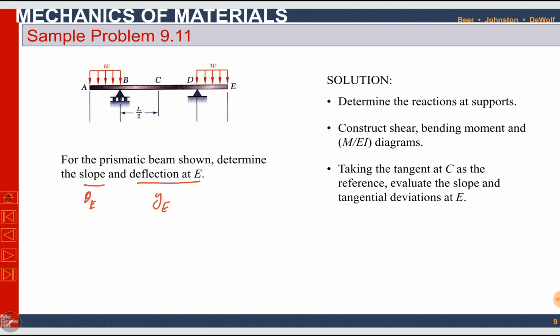What we have to do in the moment area theorems: first we have to draw M over EI diagrams. For that, we first need to find the unknown reaction forces at point B and point D, and then we will draw moment diagrams, and the moment diagram can further be divided by EI to find M over EI values on the same diagram.